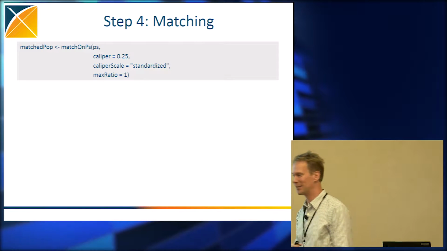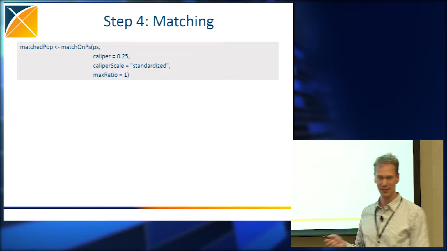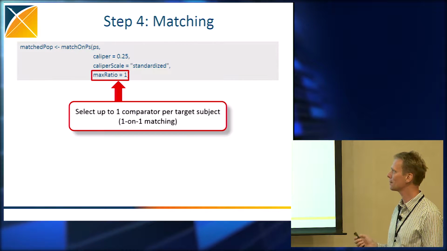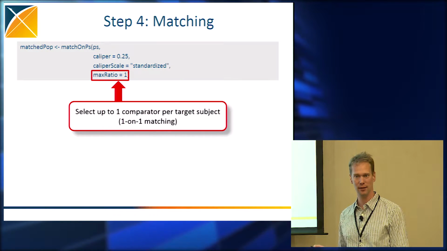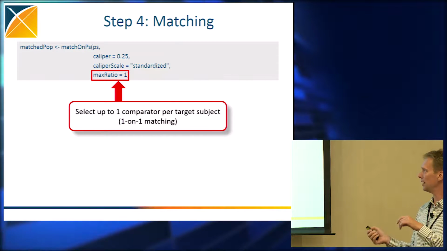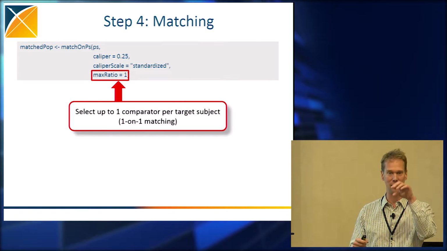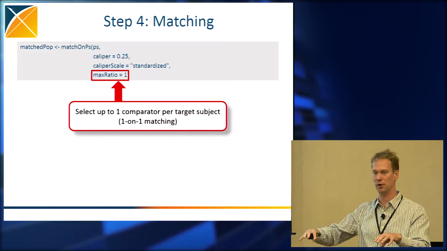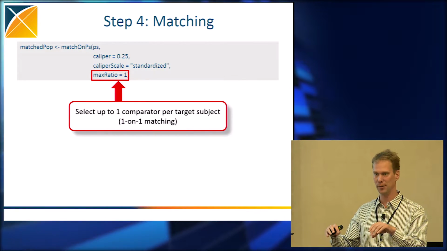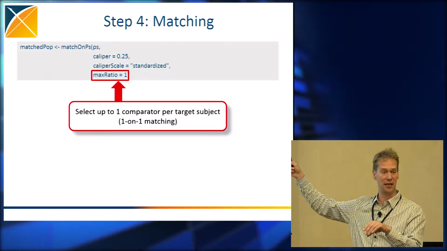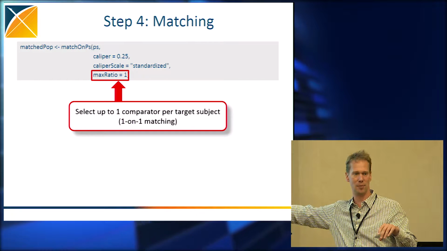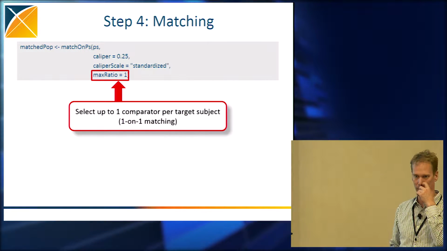All right, so now we come to matching. We can just say match on PS, another function, and feed it this propensity score object that we just created. We set a max ratio of 1. We also support what's called variable ratio matching. In this case, we're doing one-on-one matching, meaning for every person in the target cohort, we pick one person in the comparator cohort that has a similar propensity score. But we could increase that max ratio to, say, 100, and then it would keep on trying to find other people in the comparator cohort that also have similar propensity scores.